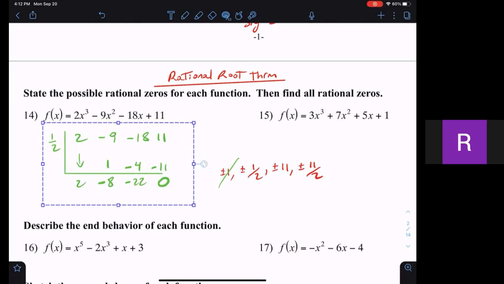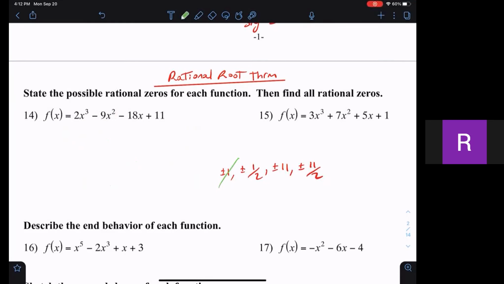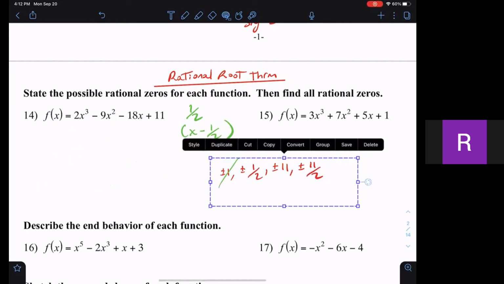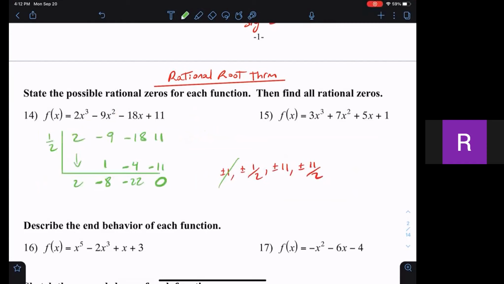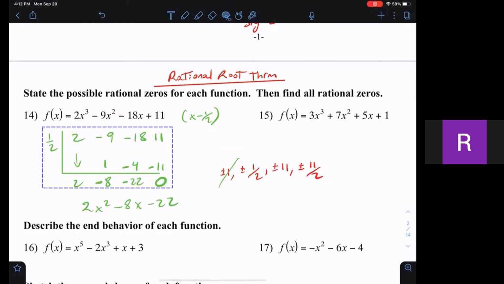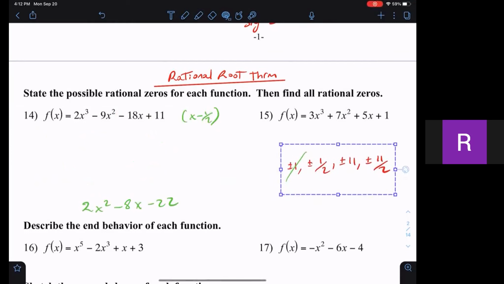I mean, sorry, not 11/2. 1/2 is one of the solutions. So that means that x minus 1/2 is one of the factors, right? So now with that, I can work out the rest. So x minus 1/2 is the factor, and then we have 2x squared minus 8x minus 22. Yes. So now we need to figure out what this thing is, right? We need to find the rest, but we are almost done right now.